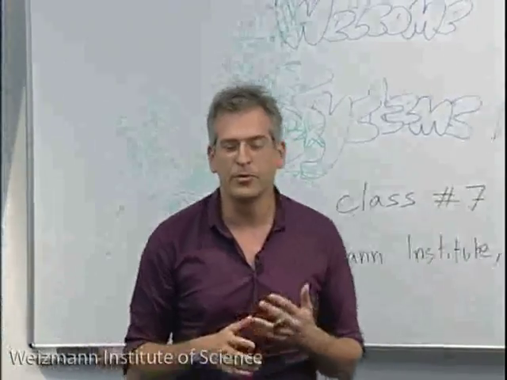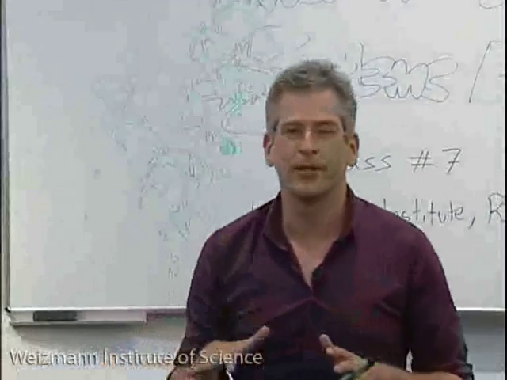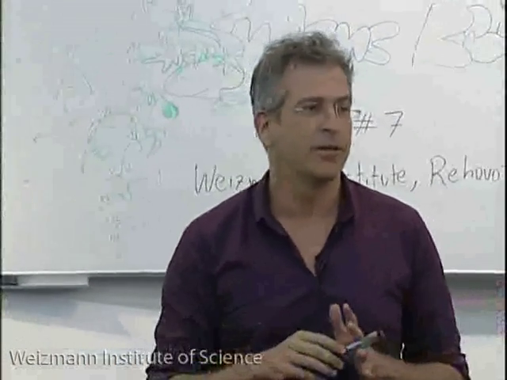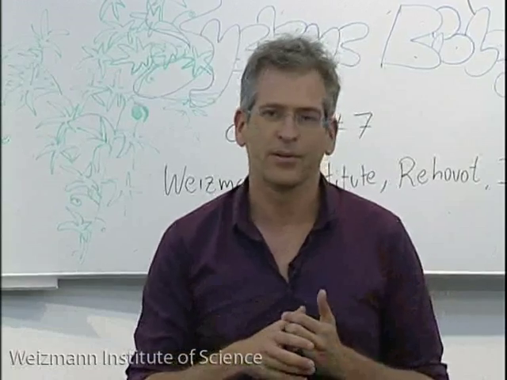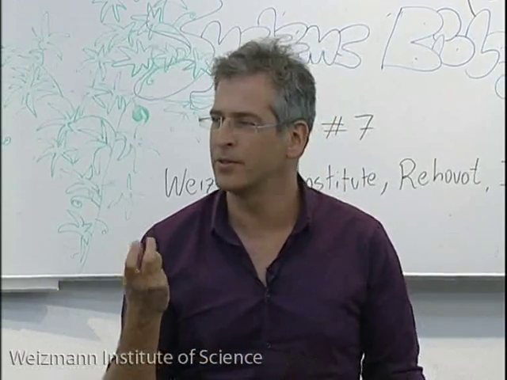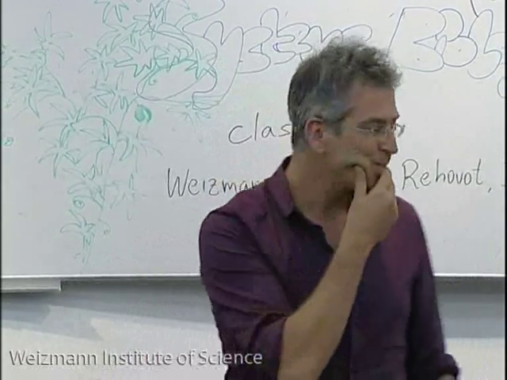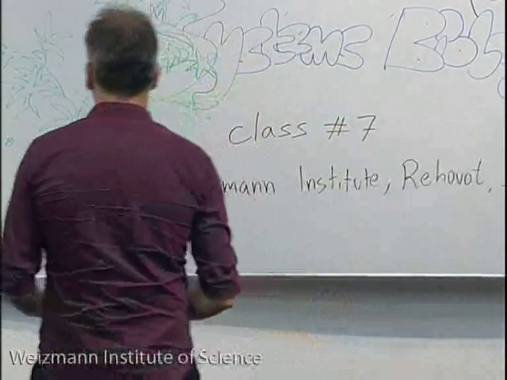So I will start by reviewing a little bit what we did last time with the exponential gradients, and then today we'll talk about a very different mechanism to achieve a similar robustness. It has more biological details.